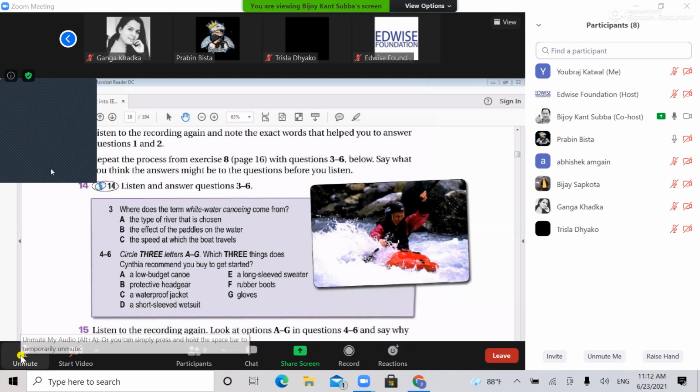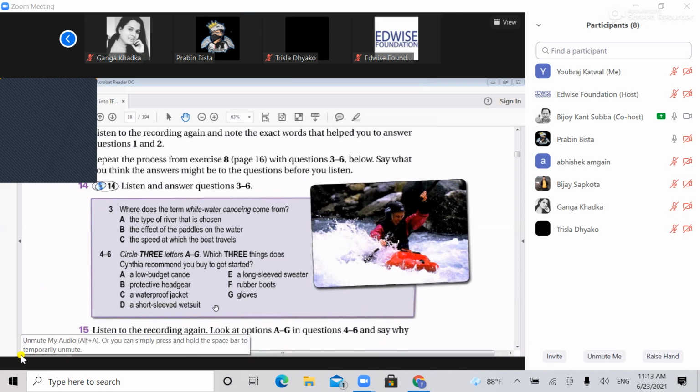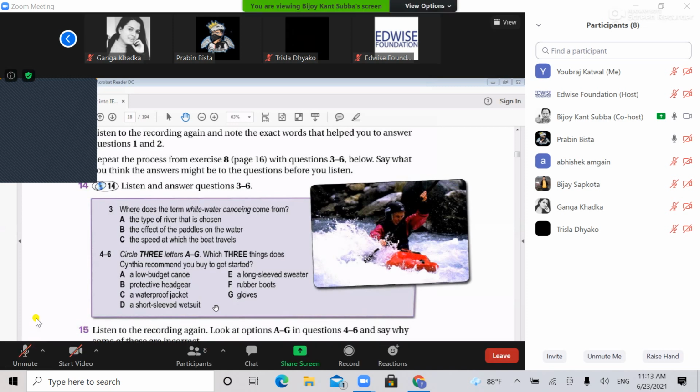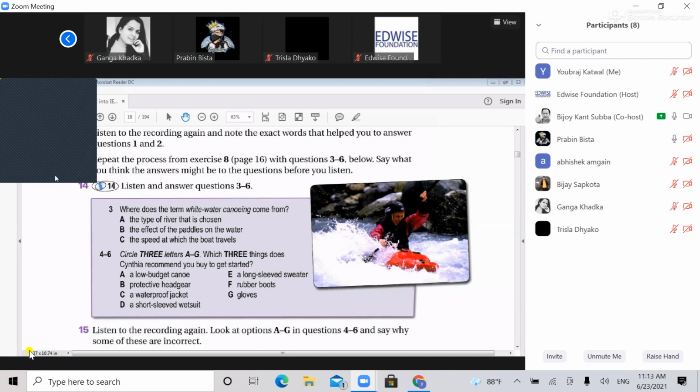Then you'll have to get a life jacket too, and I would also suggest that you get yourself a pair of river shoes. Hang on there. You buy a life jacket, but this is a waterproof jacket. A waterproof jacket and a life jacket are two entirely different things. So C is not the answer.